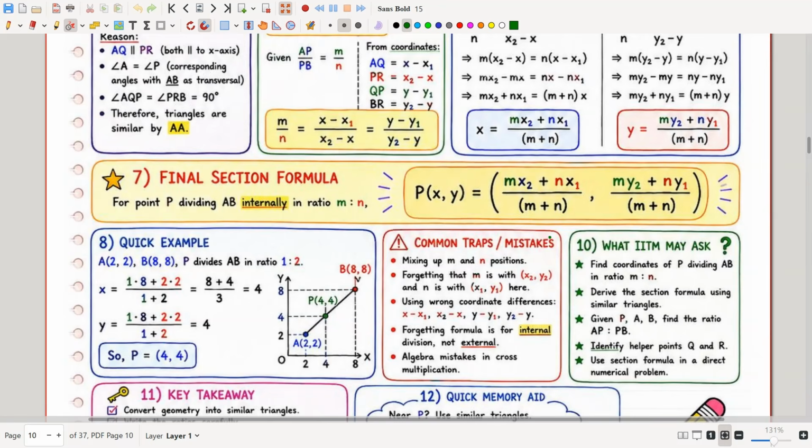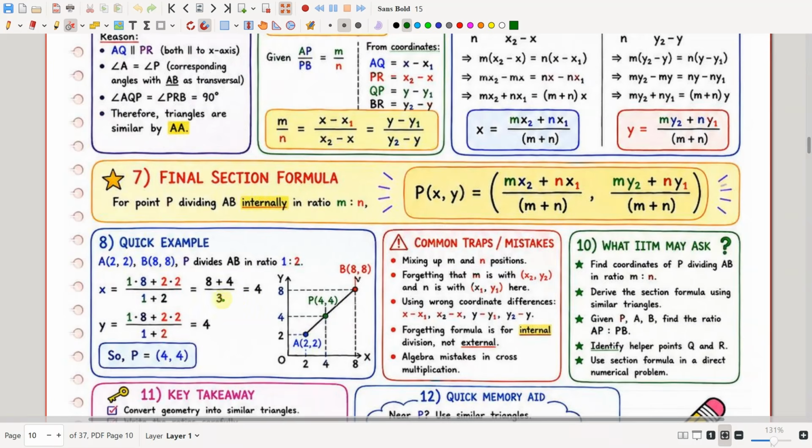So let's have a quick example. I'm having a line segment AB where A is at the point (2, 2) and B is at the point (8, 8), where a point P is internally dividing AB in the ratio, so for internal division you are using the plus, in the ratio 1 is to 2. So the ratio is given. This is m is to n, and this is x1, y1, and this is x2, y2. Okay, so let's use this section formula.